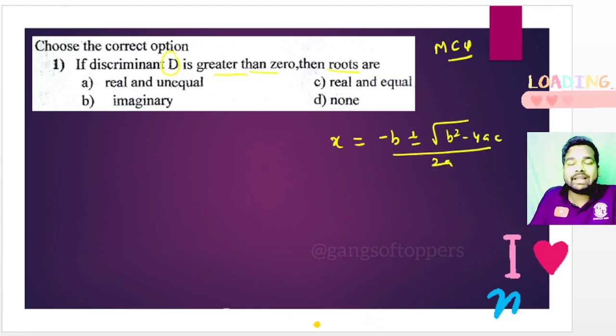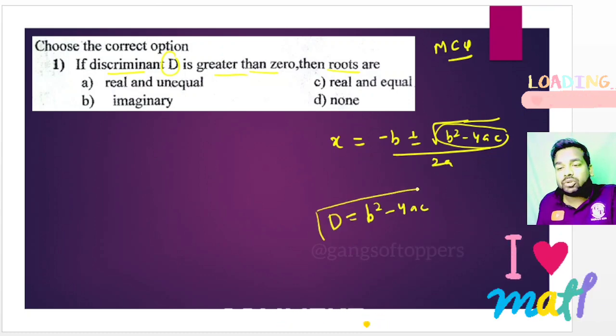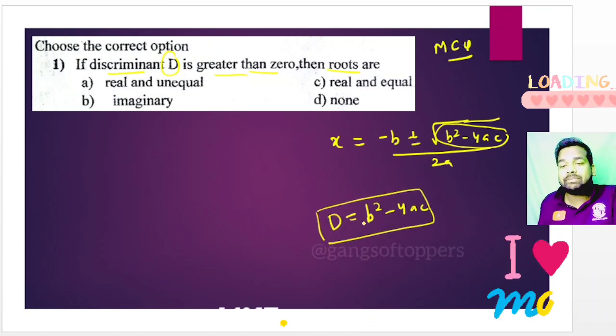Now it is asking that if D is greater than 0, from here you can get this concept, that is b square minus 4ac. This is b square minus 4ac, which is called the determinant. So the question is saying that if b square minus 4ac is positive, then what is going to affect the roots of the equation?